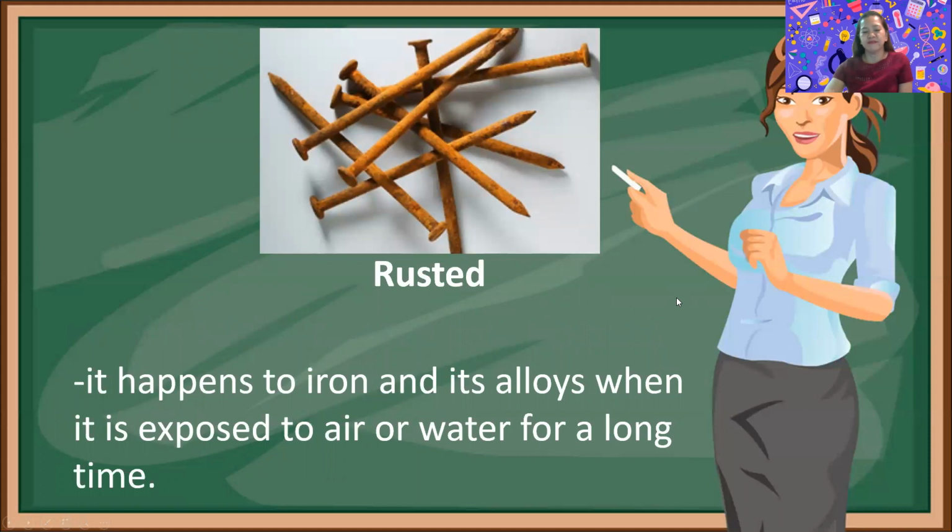Next is rusted. It happens to iron and its alloys when it is exposed to air or water for a long time. Just like the photo, it's a nail, it's iron. When you put it in water for a long time, it will produce rust. So it will become rusted. I hope you get that, but we will talk more about this as we go further with our topics in science.